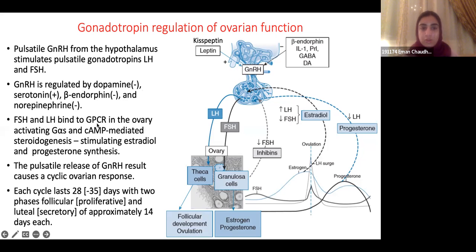FSH and LH will bind to G protein coupled receptors in the ovary. So everything in the ovary is cyclic AMP mediated, okay? cAMP right here. Steroidogenesis is cAMP mediated in the ovaries, okay? So estradiol, estrogen, basically, progesterone, androstenedione, these are all steroid hormones, okay? So pulsatile release, cyclic ovarian response, meaning that once a month it's going to do something, right? Once a month it's going to do the ovulation thing, but then over time, folliculogenesis is allowed to happen, and that is irrespective of your menstrual cycles, okay?